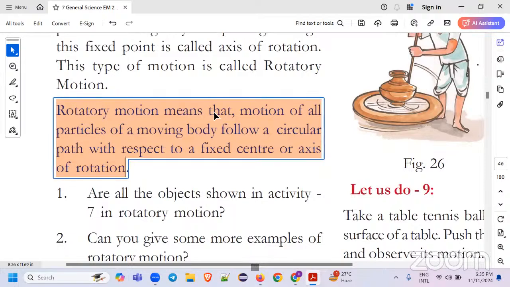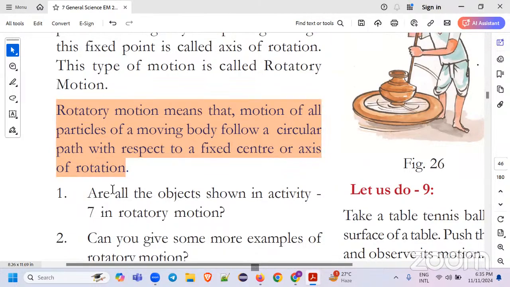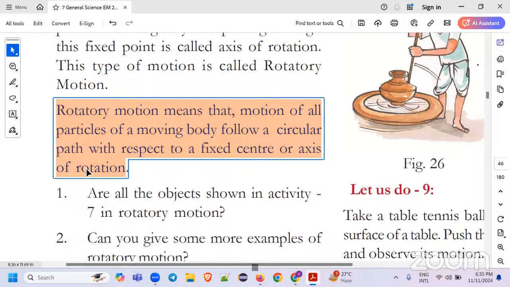Rotatory motion means that the motion of all particles of a moving body follows a circular path with respect to a fixed center or axis of rotation. Children, but how to understand rotatory motion? Rotatory motion means that the motion of all particles of a moving body follows a circular path with respect to a fixed center.